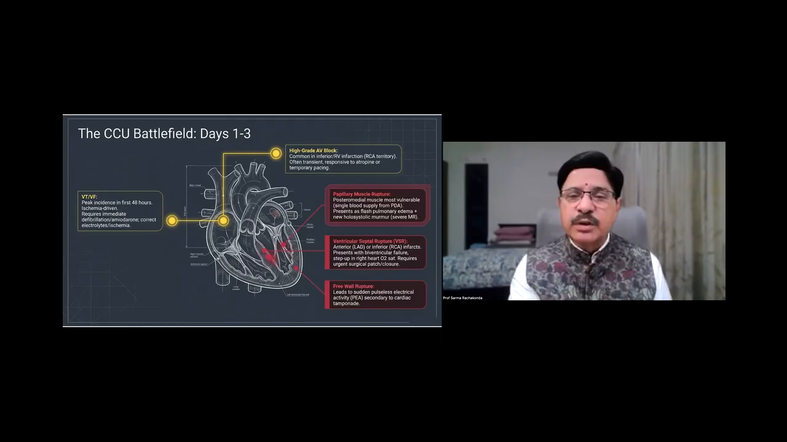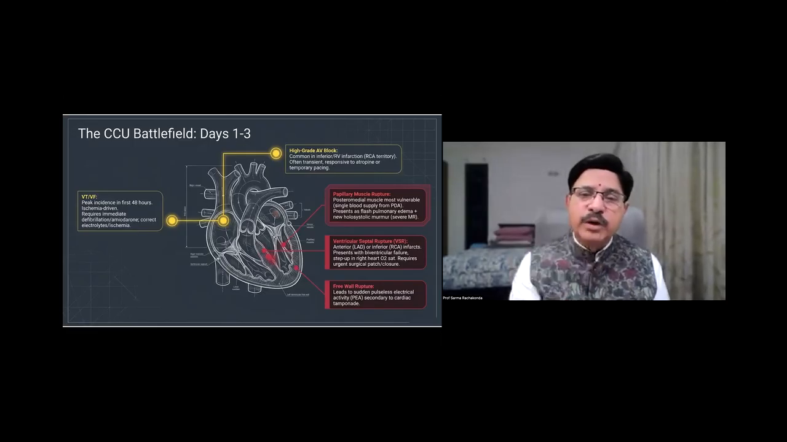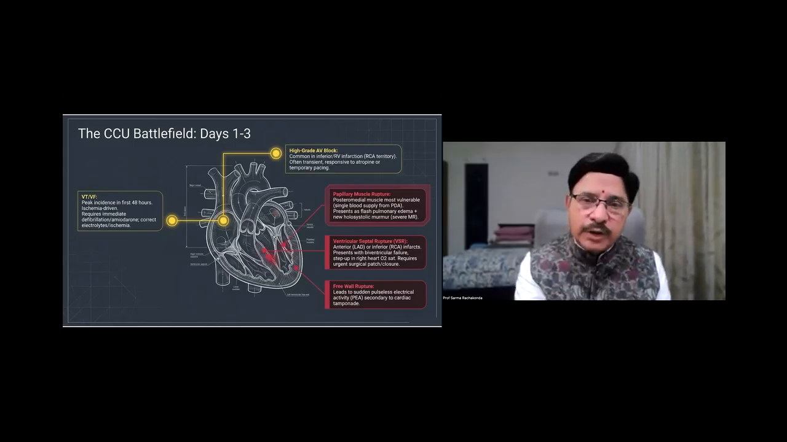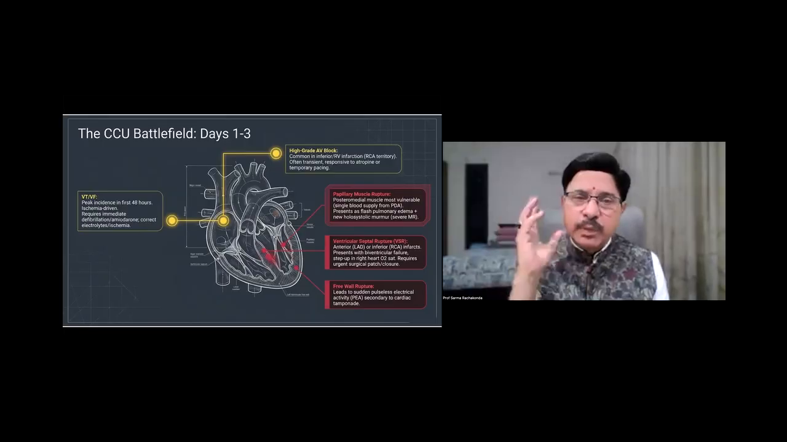or closure. There is a free wall rupture: the ventricle wall itself has ruptured, blood is coming into the pericardium, causing cardiac tamponade, pulseless electrical activity, sudden pulselessness secondary to cardiac tamponade. That's also to be immediately corrected. What are the two important electrical complications? VT-VF and high-grade AV block.